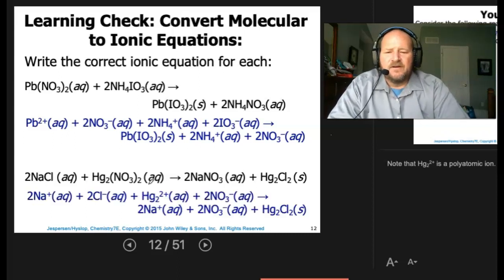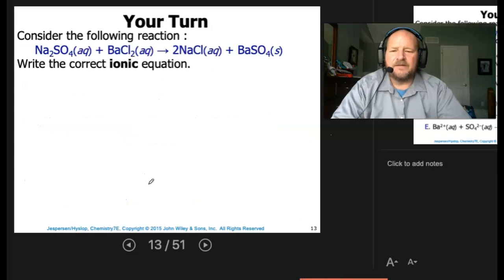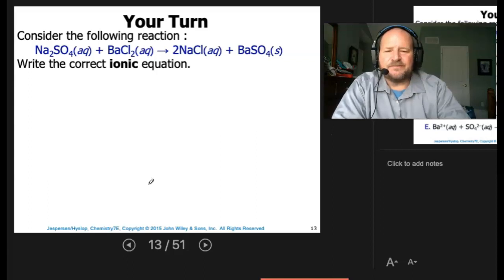And here we know that the sodium nitrate is going to go into solution, but the mercury chloride is going to be produced. And so we're going to break all those other things apart into their different ionic pieces. All right, so let's consider this reaction. Sodium sulfate plus barium chloride goes to sodium chloride plus barium sulfate. Write the correct ionic equation.